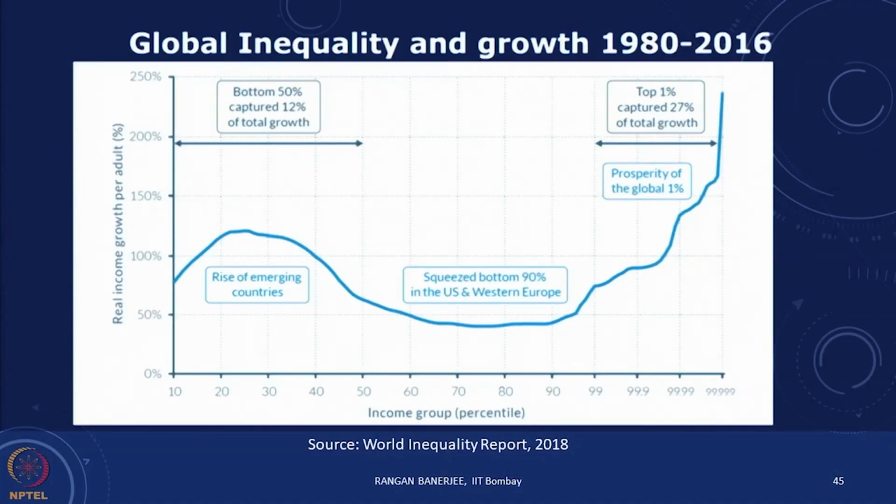This is again from the inequality report. If you look at the total inequality and the income growth in terms of the different income groups, you find that the richest have been growing at the fastest rate. Of course, this is not surprising, but it's quite striking that the top 1% captured 27% of the total growth from 1980 to 2016.